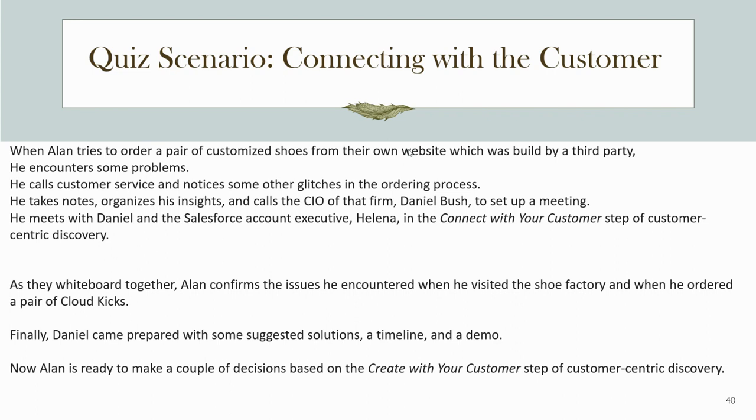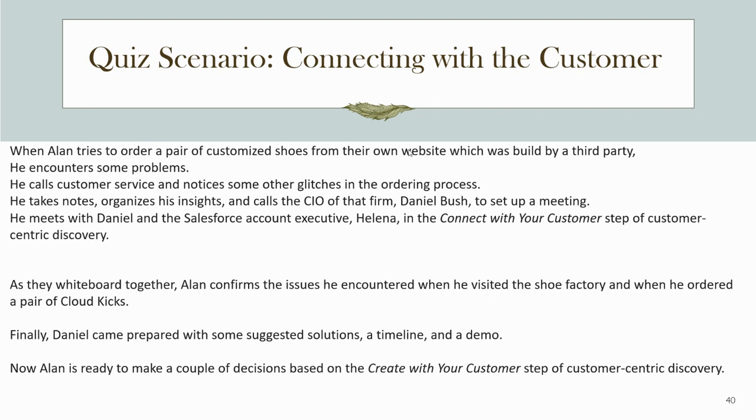But here, Alan is a person who is testing that website, which is built by a third party, but that website is built for Alan or for Alan's company. Alan encounters some problem while ordering the shoe. He calls customer service, just shadowing that, asking what he needs to do now. He notices that some other glitches are also there in the ordering process, ordering the shoes basically.